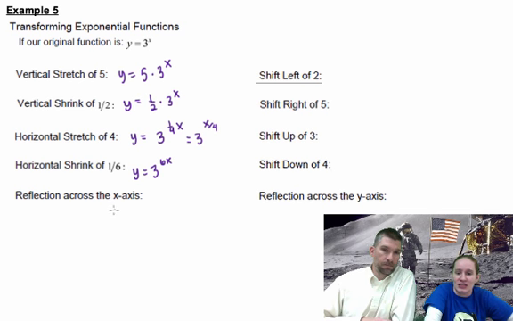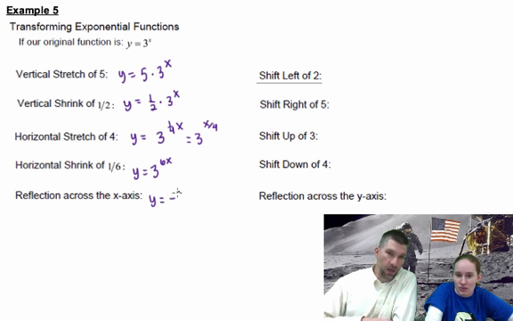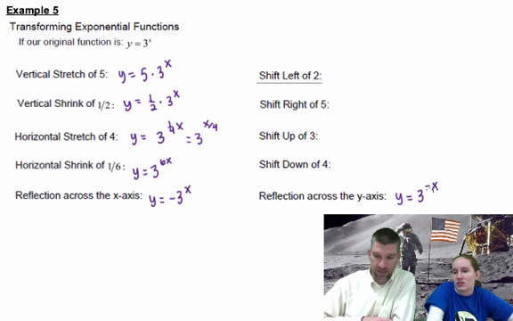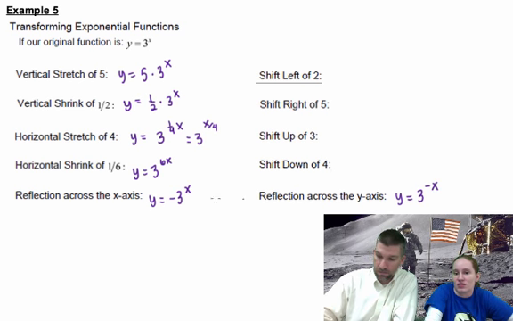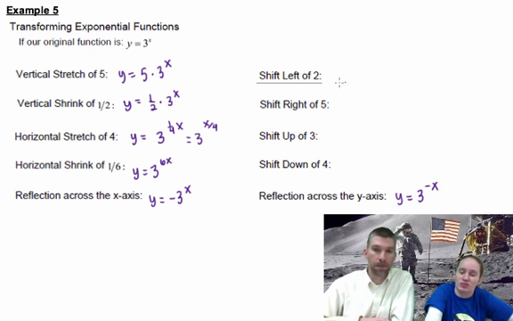Reflection across the x-axis is a negative right in front of the 3. Here's how this works. If we're reflecting across the x-axis, we don't make x negative. When we reflect across the y-axis, we do make the x negative. So that's the difference between which axis you're doing.